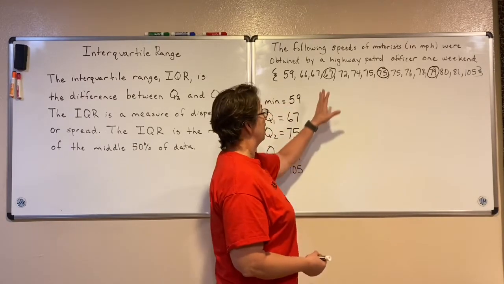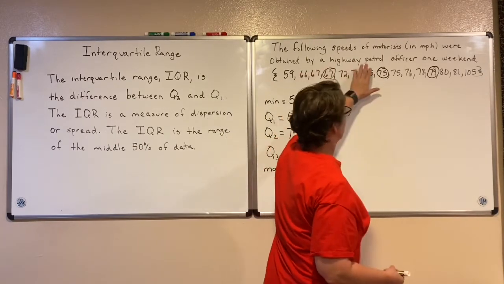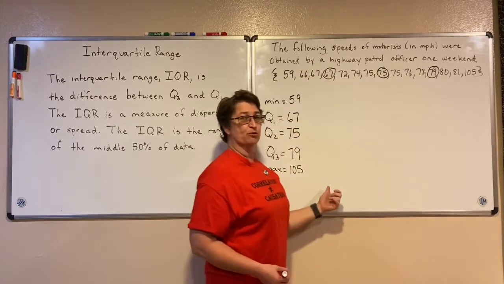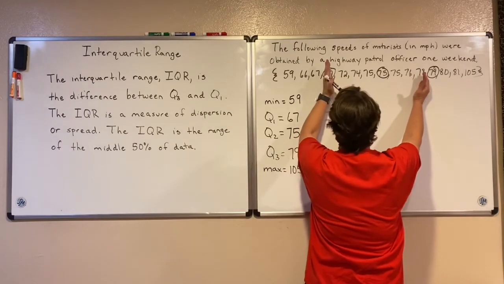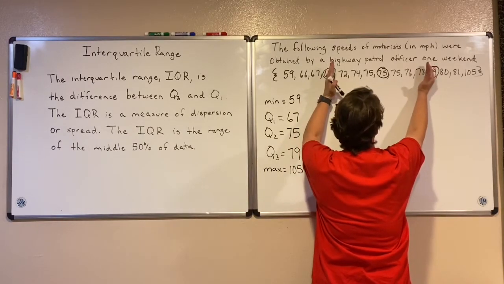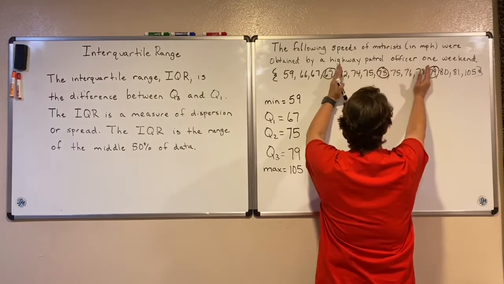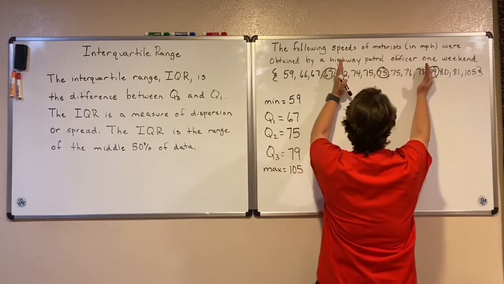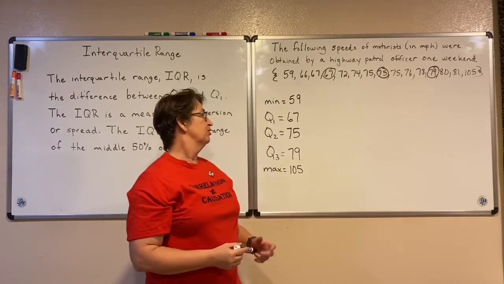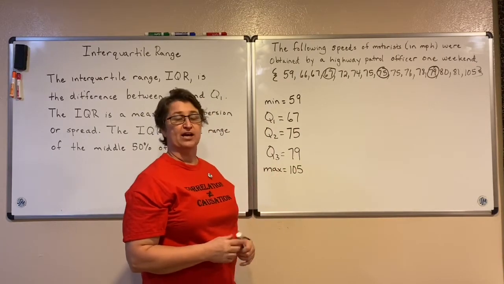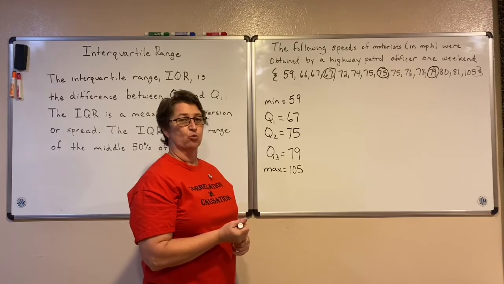So if you think about on here, we've divided it into fourths with our 5-number summary. In this middle piece from Q1 to Q3 is half of our data. Half of our data sits here in the middle between those 2 numbers. So 50% of our data is in that interquartile range.